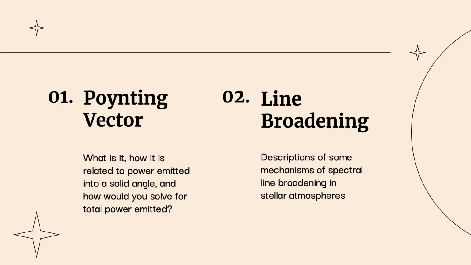Today I'm going to discuss the Poynting vector and its relationship to the power emitted by an accelerating charge into a given solid angle, with the goal of describing how to calculate the total power emitted by an accelerating charge. Part 2 of today's discussion will be discussing a few selected line broadening mechanisms in a stellar atmosphere and their significance in stellar analysis.